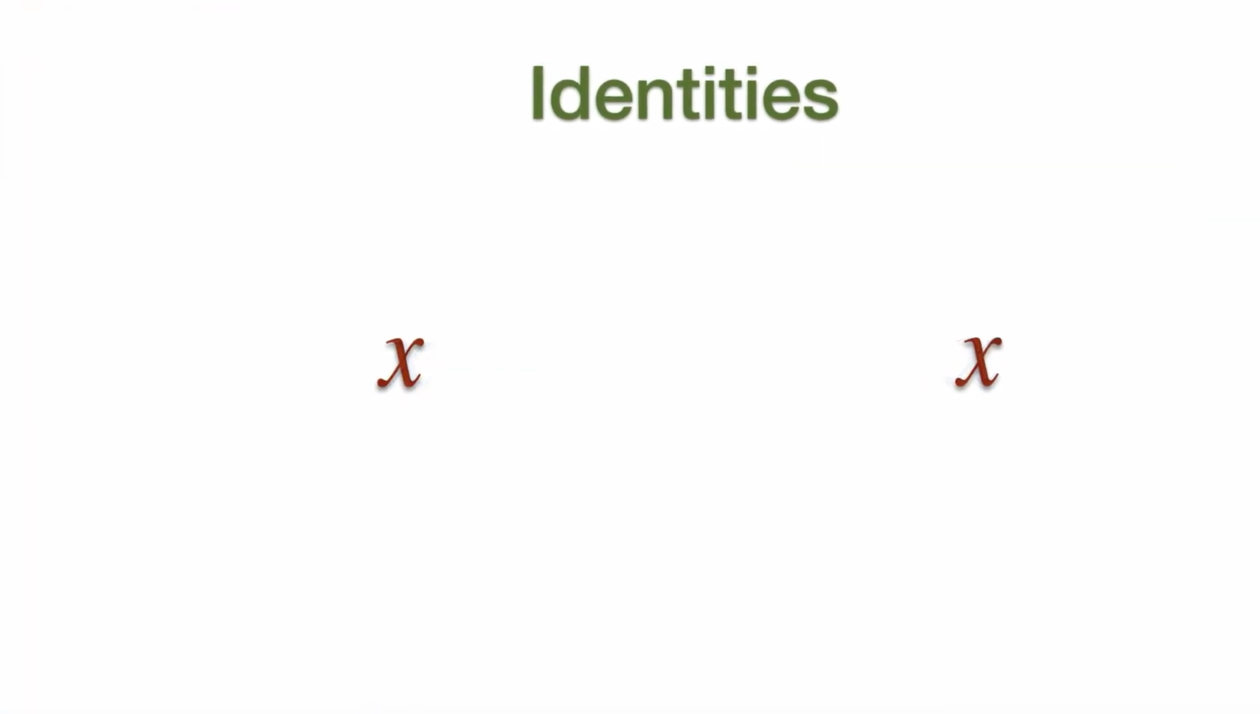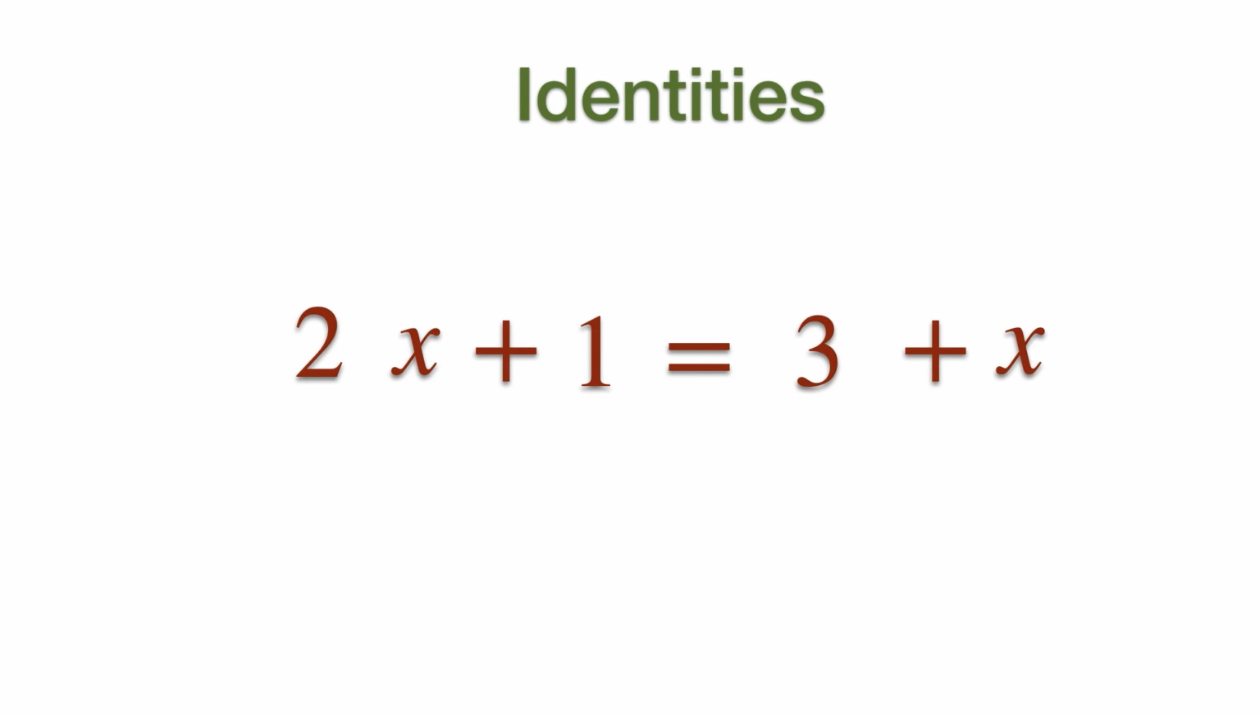For example, can you tell whether this is an equation or an identity? In order to check this, we can substitute x equals 0 on both sides. This gives us 1 on the left and 3 on the right side. The equation is not balanced, so this cannot be an identity, and so it must be an equation.